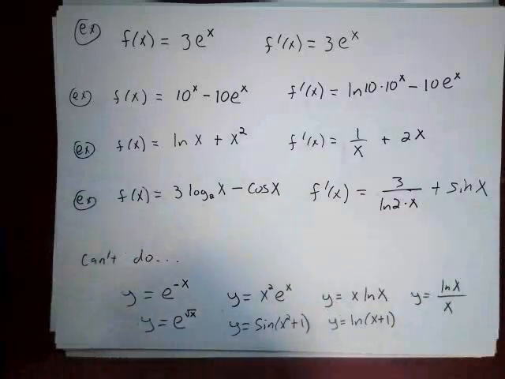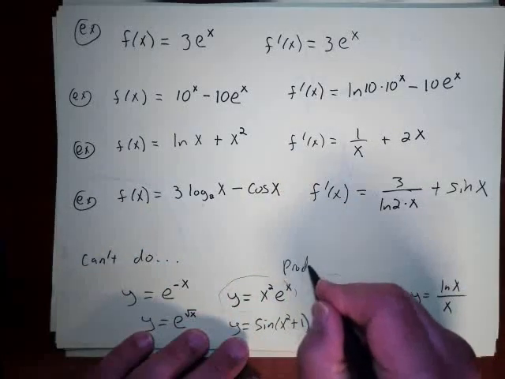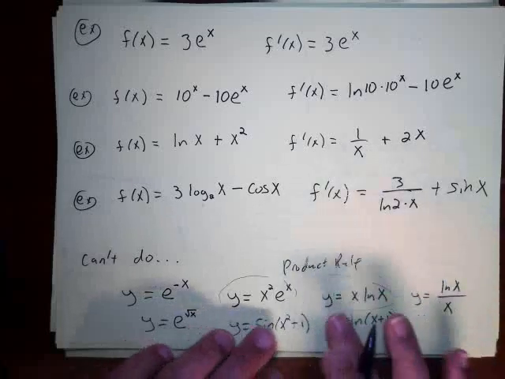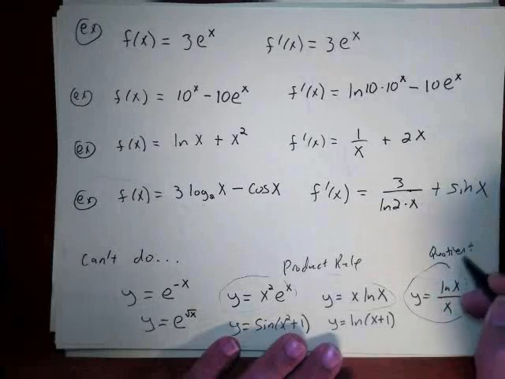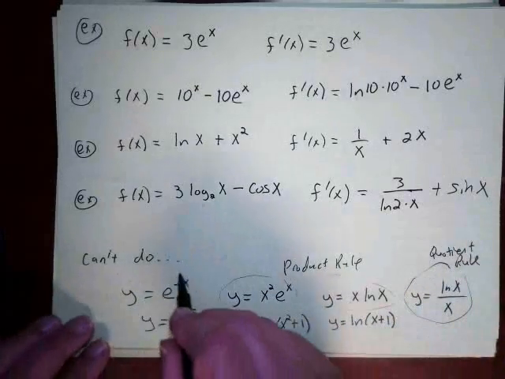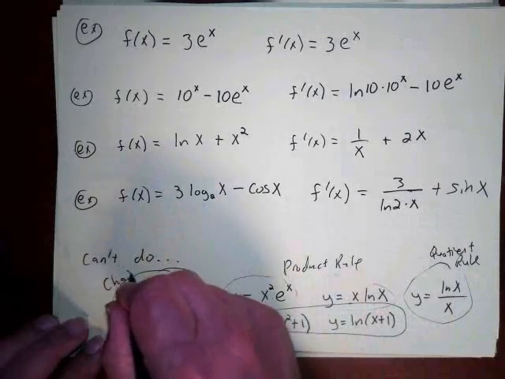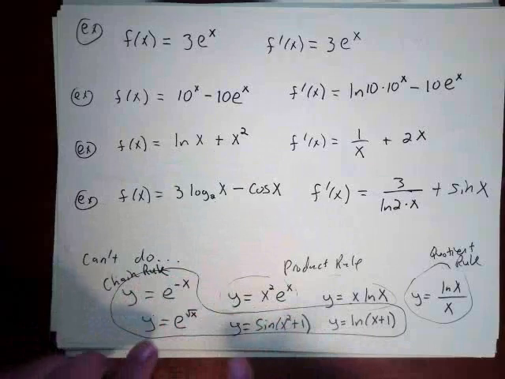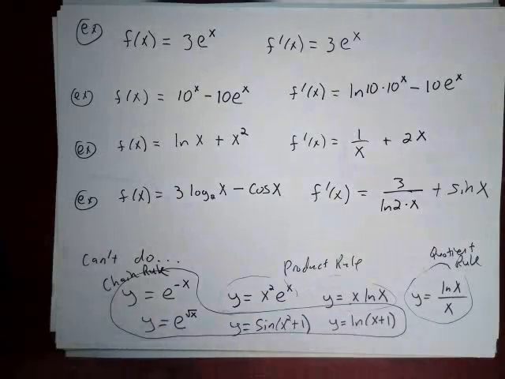So what we're going to do is we're going to learn in the next videos 3 really important rules. The product rule will allow you to do ones like this, where you have the product of two functions. We're going to learn a quotient rule, where you can find the derivative of the quotient of two functions. And then we will have something called the chain rule. And in the chain rule, you'll be able to find the derivative of the composition of two or more functions. Okay? And so that's what we have coming up.